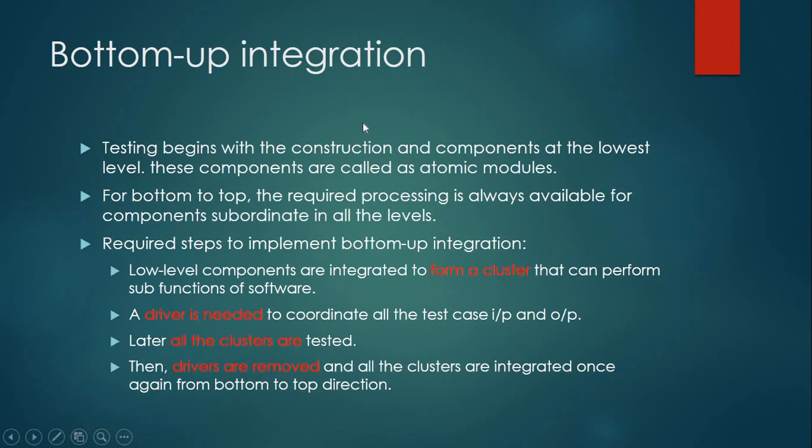Bottom-up integration. Testing begins with the construction of components at the lowest level. These components are called atomic modules. It is the opposite of the top-down approach. For bottom-up, the required processing is always available for components subordinate at all levels. The first step to implement bottom-up integration is that low-level components are integrated to form a cluster that can perform a sub-function of the software. That means interrelated programs make a cluster.